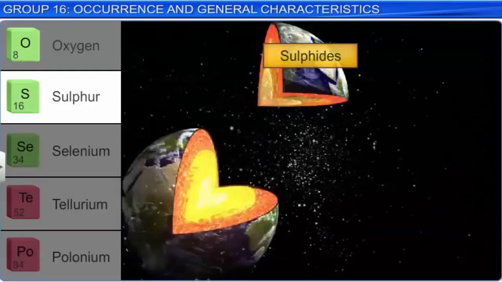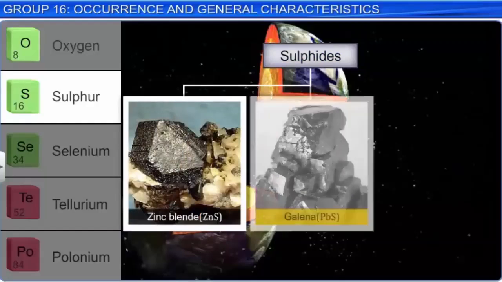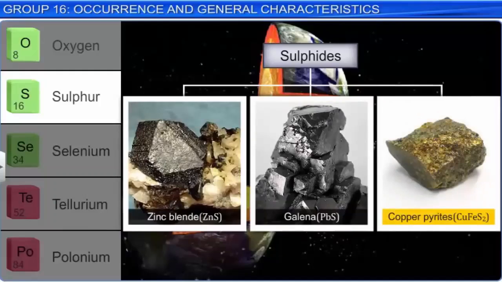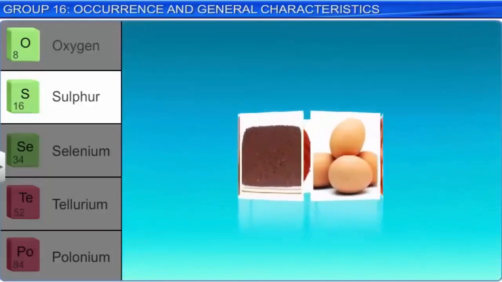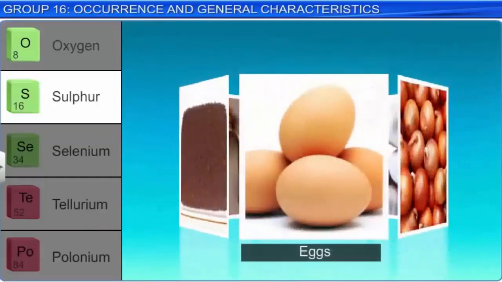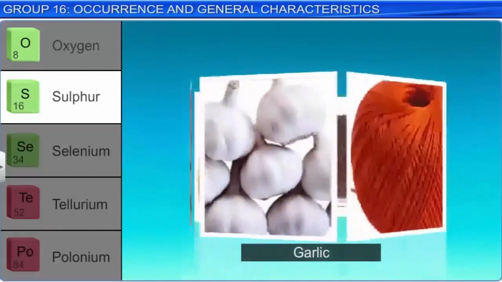Sulfides include zinc blende, ZnS, galena, PbS, and copper pyrites, CuFeS2. Sulfur is also present in organic substances like mustard seeds, eggs, onion, garlic, wool, and hair.